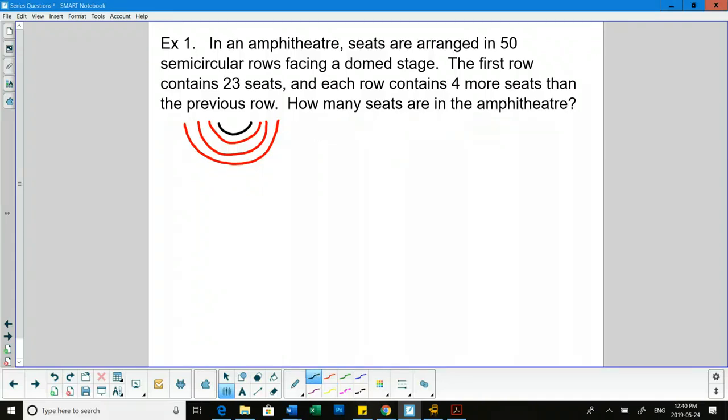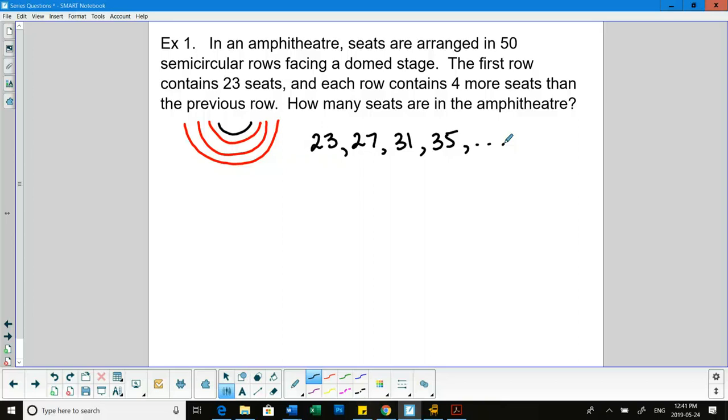So in the first row, we have 23 seats. What's in the next row? Okay, and the next row after that? And so on, right? Okay, so we have an idea of what the numbers of seats in the rows are going up by, and what that sequence looks like. Now we want to find how many total seats are in the amphitheater.